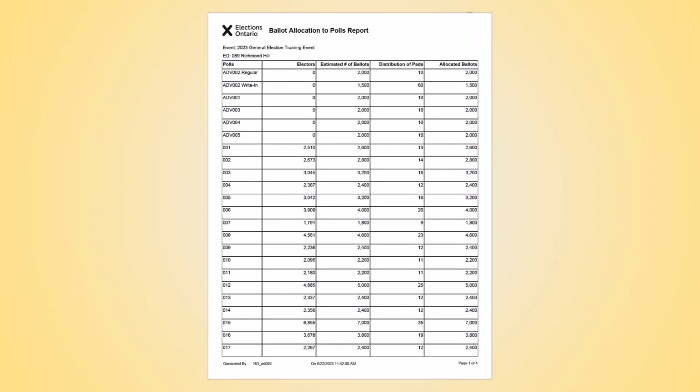In the field, this portion of the procedure will be done with pen and paper, but for this exercise, we'll work on screen and begin with the newly printed Ballot Allocation to Polls report. Use the report to determine the number of unused ballots that can be reallocated from an advance poll with a low voter turnout, or one of the polling day polls with the largest elector count.